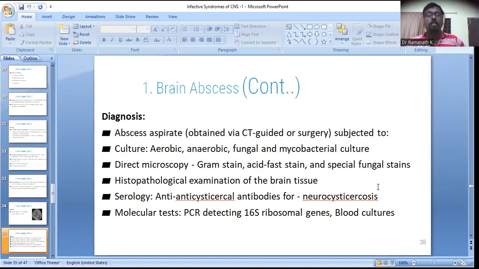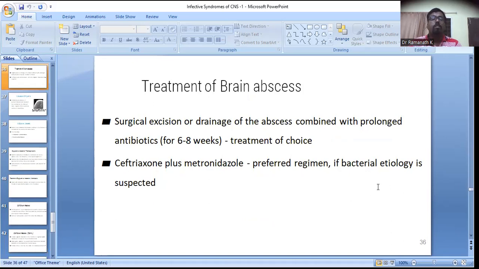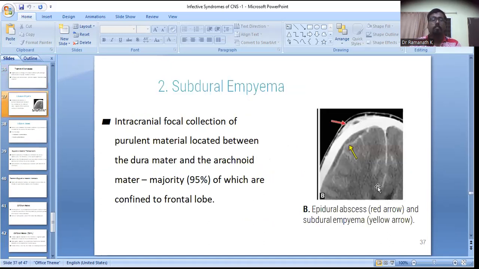Histopathological examination of the brain tissue reveals the pathological conditions. Anti-cysticercal antibodies can be tested in case of neurocysticercosis. PCR detecting 16S ribosomal genes is possible, and even blood culture is possible. Coming to the treatment of brain abscess, we can do surgical excision and drainage mainly, with ceftriaxone plus metronidazole, which is given to treat both anaerobic as well as other suspected bacterial etiologies.